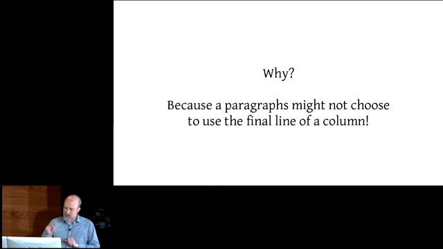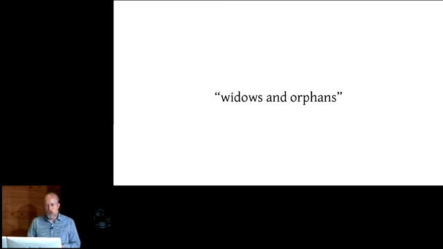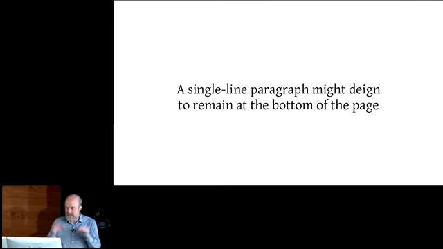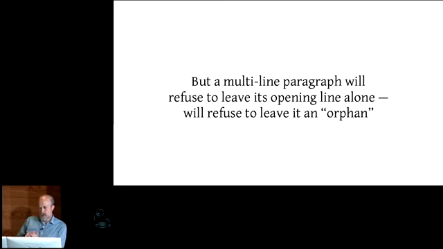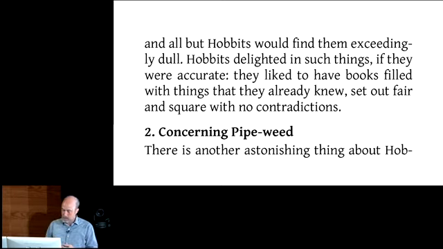Why? Because a paragraph might not choose to use the final line of a column because of something paragraphs do on their own. They are tricky beasts called widow and orphan detection. A single-line paragraph might deign to remain at the bottom of the page, and then our heading has something to head before the text moves to the next column. But a multi-line paragraph will refuse to leave its opening line alone, will refuse to leave it an orphan. It will look and say, I can't leave that line by itself. That's considered a sin in typography.